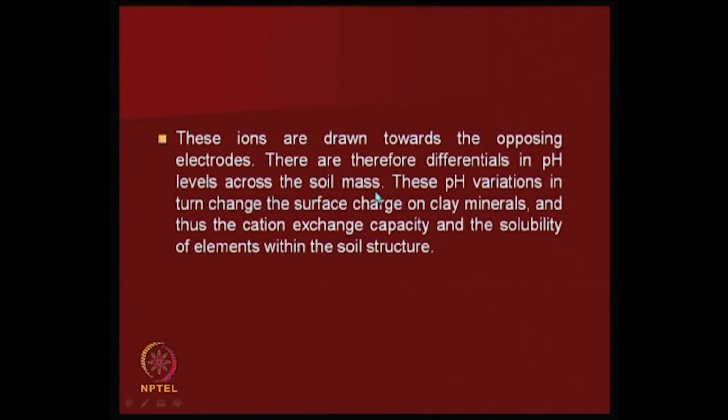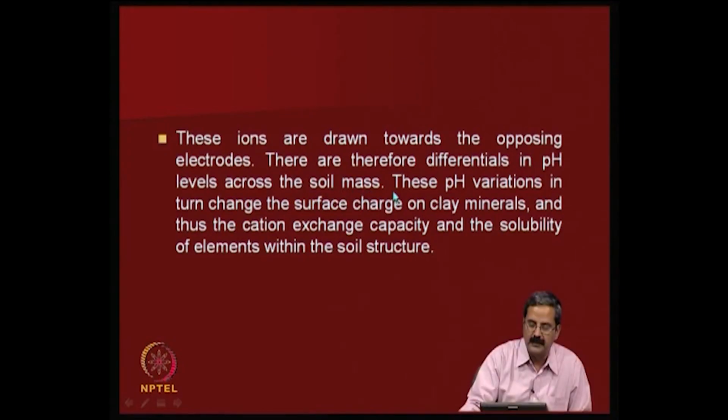Because of the changes in electrical gradients, there could be pH variations also. These pH variations in turn change the surface charge of the clay minerals, and thus the cation exchange capacity. Originally the cation exchange capacity was something very different. For example, we say that bentonite has so much cation exchange capacity, or illite has so much CEC. We call it cation exchange capacity.